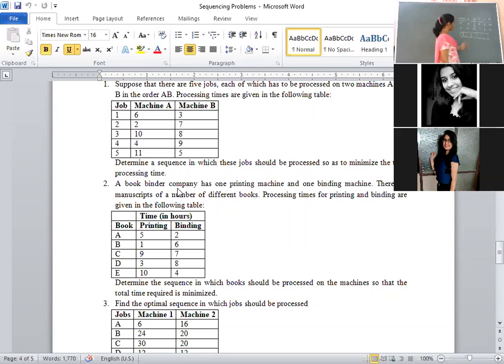Next, on both printing and binding, the minimum processing time is 2 hours. It is on binding. If it is on the second machine, what I told, you have to write from right to left. That means book A is performed there. Next, which is minimum? Minimum is 3 hours. It will take for printing. The book name is D.